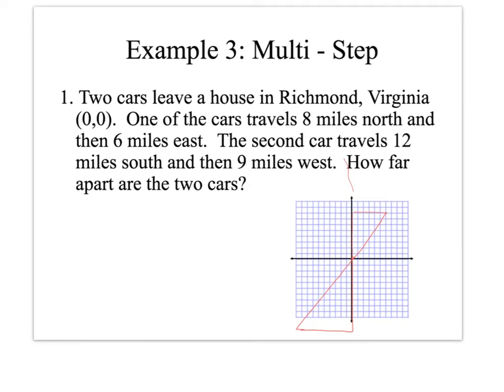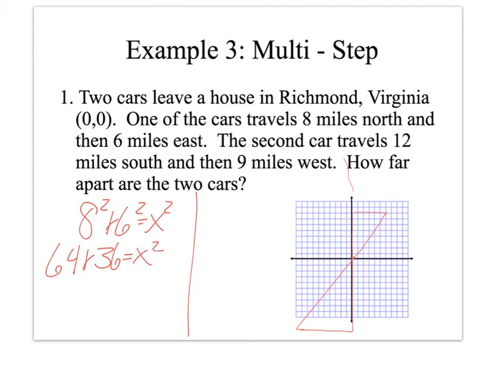So for my first car that went north and east, my bases are 8 squared plus 6 squared needs to equal x squared. So 64 plus 36 needs to equal x squared. So 100 equals x squared. Square root, 100 being a perfect square. We know for the first car, its distance from home was 10 miles. We do have labels this time. So 10 miles.